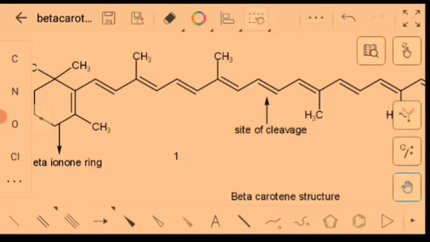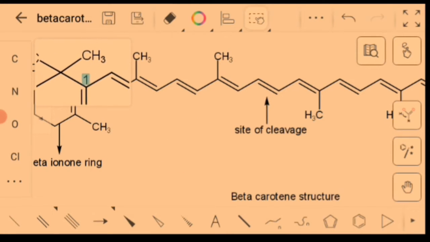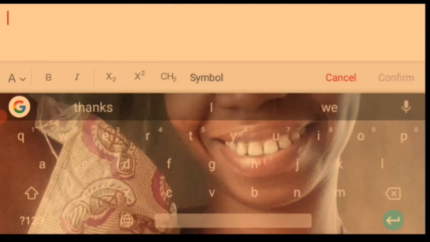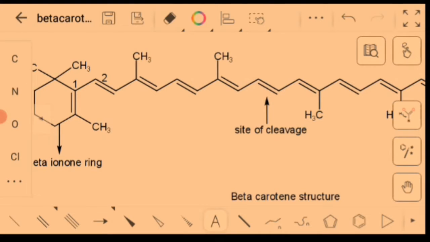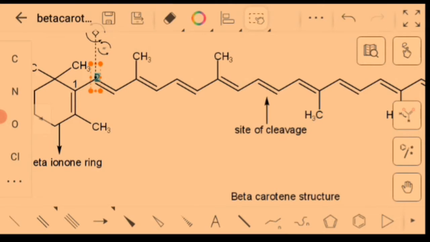Okay, I'll be using this for this. So this is what I count as my number one, and then my number two would be here. Yeah, this is where my second carbon chain is.